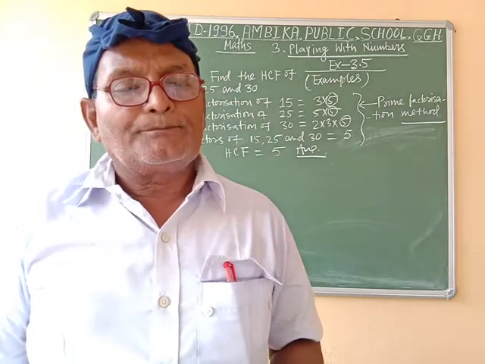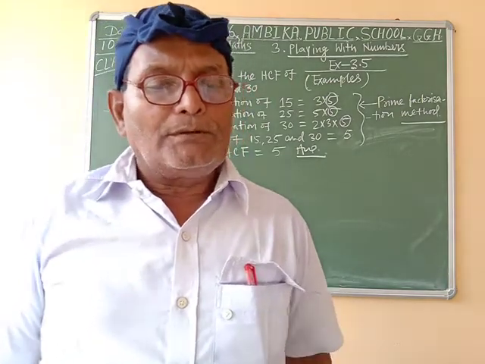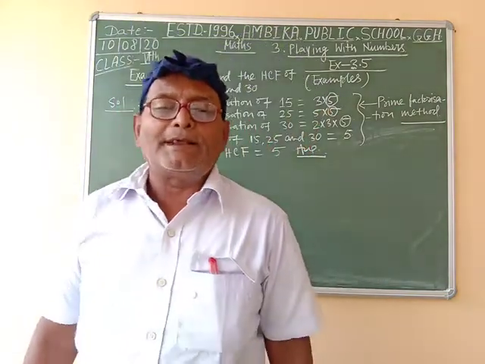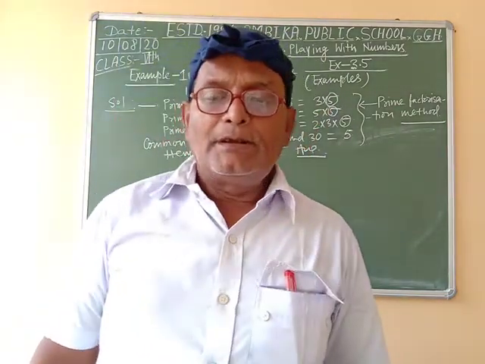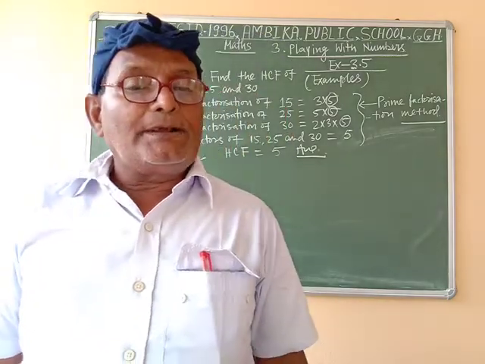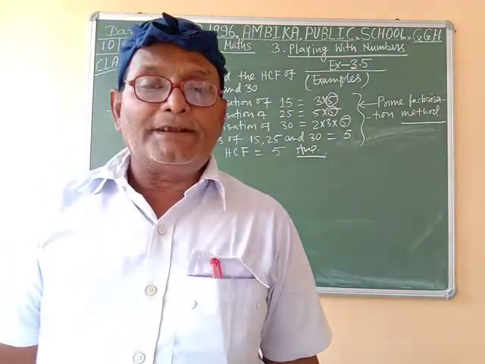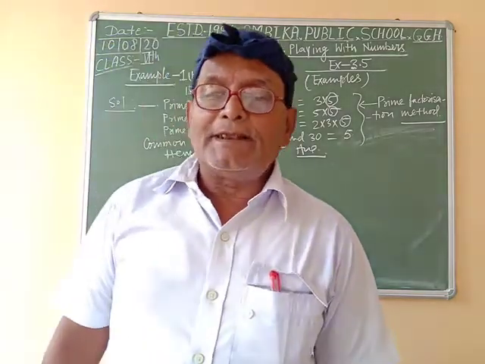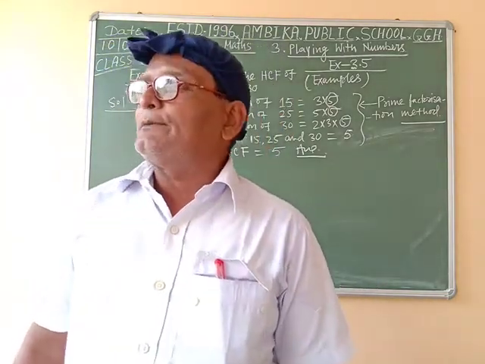First of all, find the HCF of any two of the given numbers by continued division method. In the continued division method, divide the greater number by the smaller number. If the remainder is 0, then the smaller number is the HCF of the two.